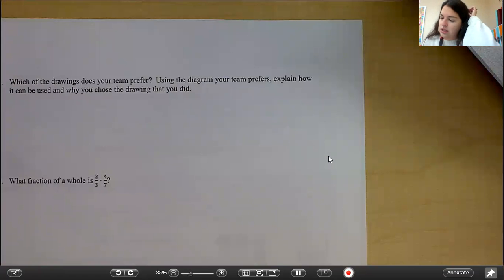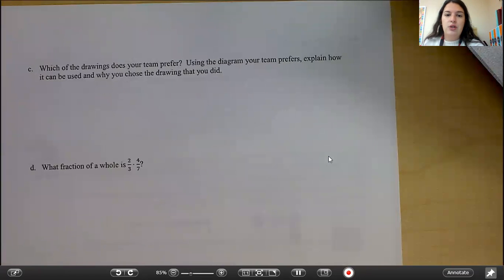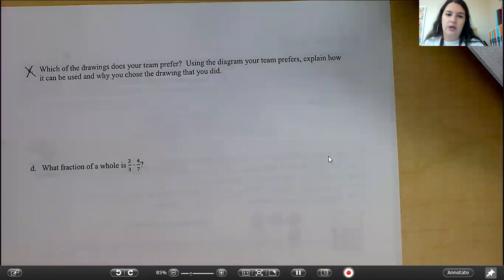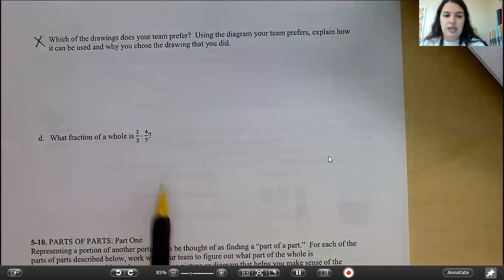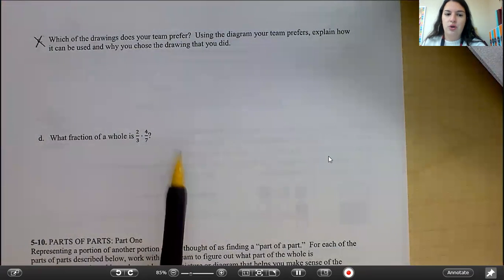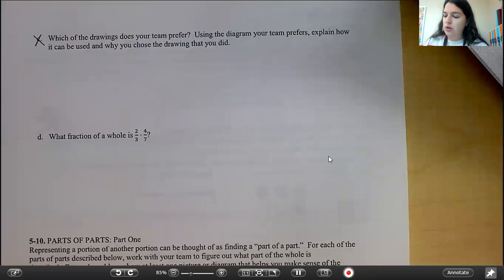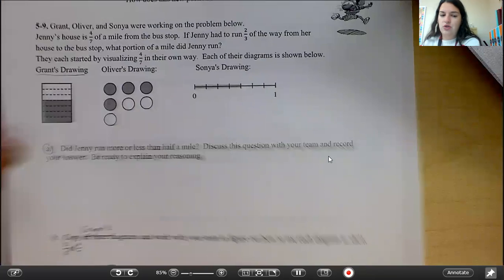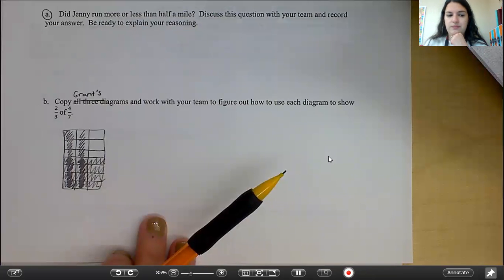Flipping over to C. C said, which of the drawings does your team prefer? Use the diagram your team prefers, explain how it can be used and why you chose that drawing. We don't have to do C because I only wanted you to concentrate on Grant's drawing. So D says, what fraction of a whole is 2/3 times 4/7? So let's go back and look at your diagram. Go ahead and use your diagram to answer part D.